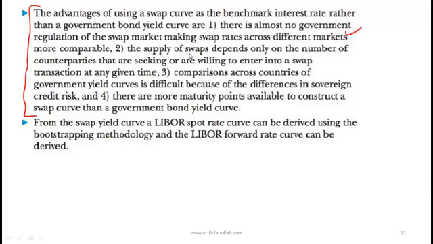Point number two, the supply of swaps depends only on the number of counterparties that are seeking or willing to enter into a swap transaction at any given time. Number three, comparison across countries of government yield curves is difficult because of the differences in sovereign credit risk. And number four, there are more maturity points available to construct a swap curve than a government bond yield curve. Okay, with government bonds, there'll be 6 months, 1 year, 3 years, and so on. But with the swap market, you can find many more maturities.